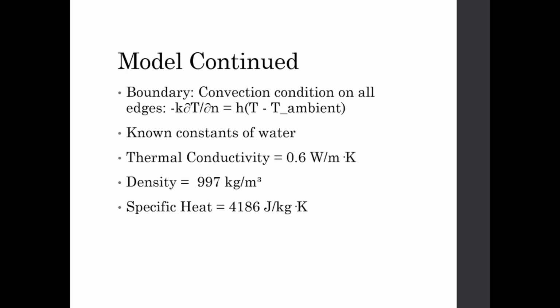We will be using the boundary condition that at the outside of the water bottle or the jacket it is a constant negative 19 degrees Celsius, so that we can set up negative k del T equals H, the constant we're solving for, times T minus T ambient, which is that negative 19 C. We will be using the known constants for water: the thermal conductivity of water is 0.6 watts per meter Kelvin, the density of water is 997 kilograms per meter cubed, and the specific heat is 4,186 joules per kilogram Kelvin.